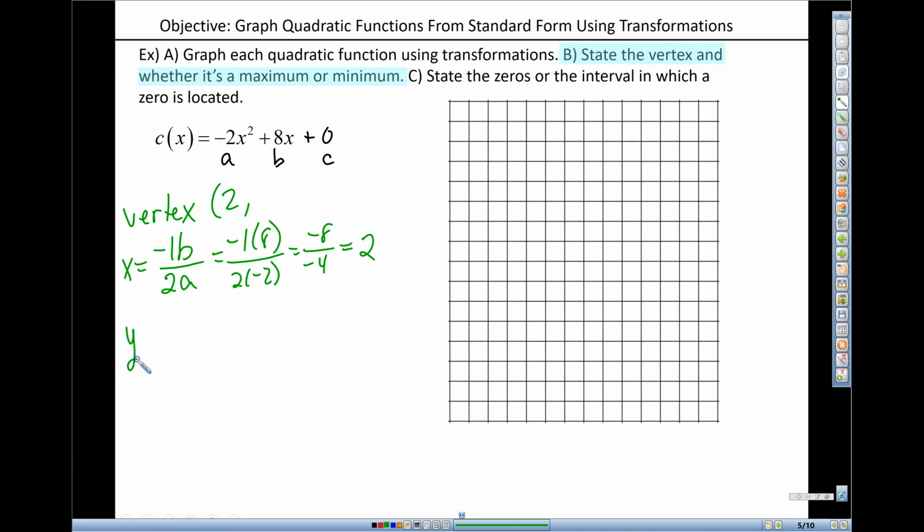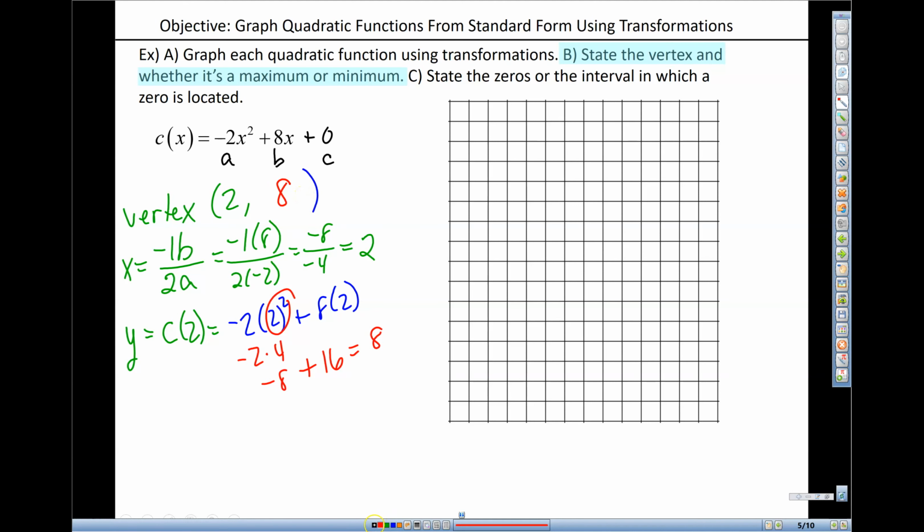And then our y coordinate, or k, we're going to find f of 2, which is -2 times 2 squared plus 8 times 2. So no calculators here. This is pretty basic math. We just follow order of operations. We do our exponents first. 2 squared is 4. Then we do our multiplication. -2 times 4 is -8, and 8 times 2 is 16, so we get -8 plus 16, which would be a +8. So our y coordinate of our vertex is 8.